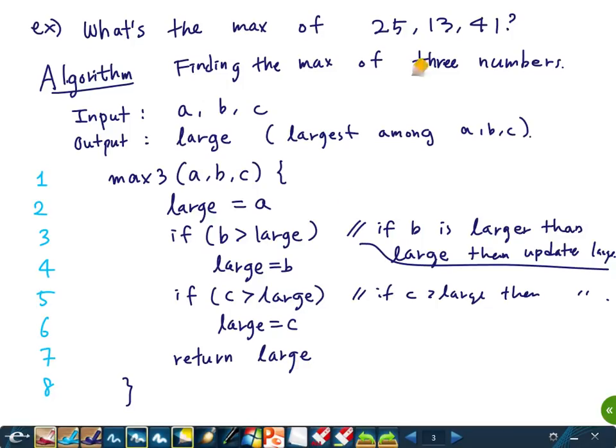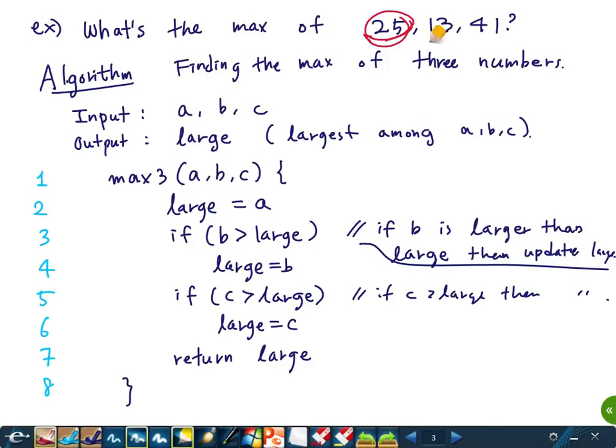So the idea is, just imagine you have some kind of memory called large. You store the maximum number over here. First, just assume that the first one is the largest one. So large is now 25, right?